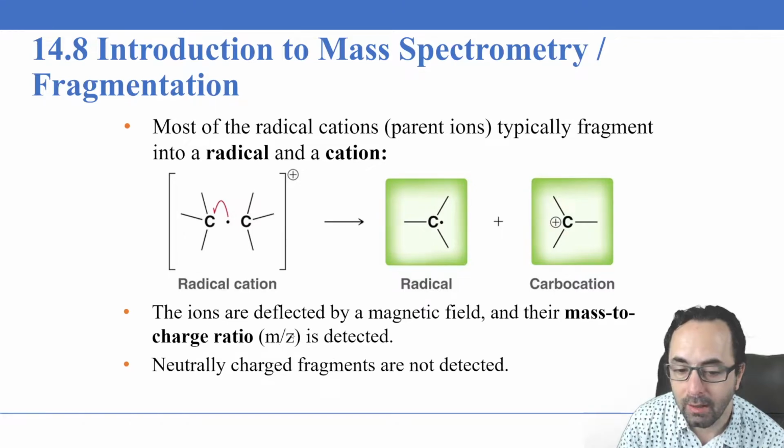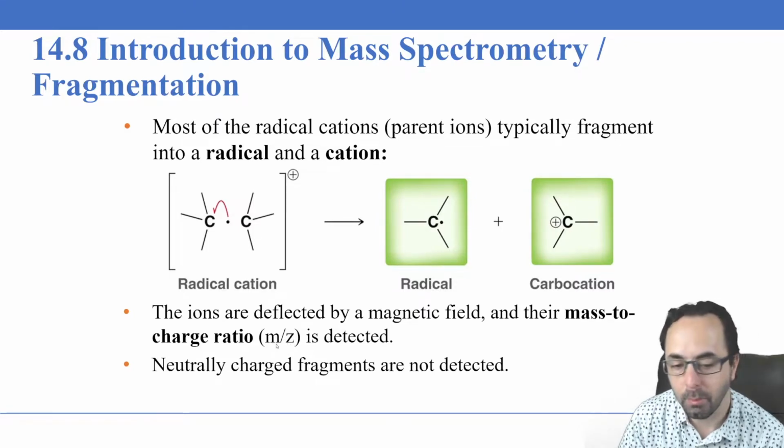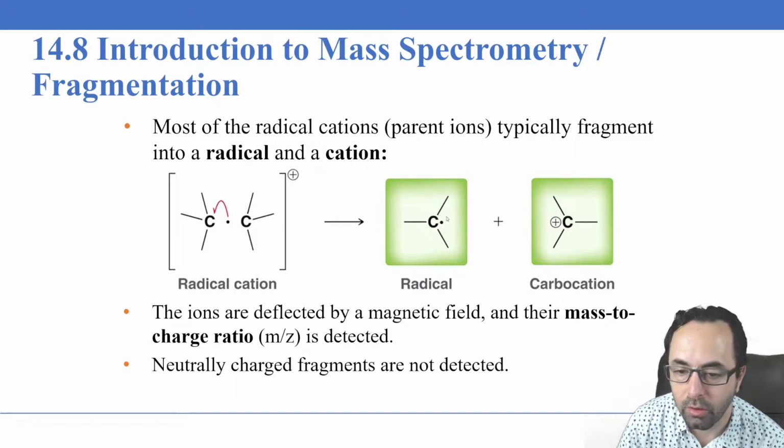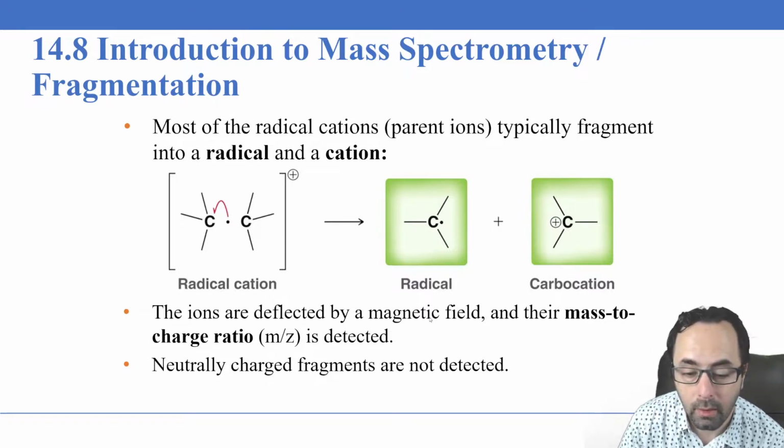But we do indicate, instead of mass, on the horizontal axis of a mass spectrum, we're going to see m over z, which is the mass versus a charge. Usually the charge is 1, so the mass is just the mass. Neutrally charged fragments cannot be detected.